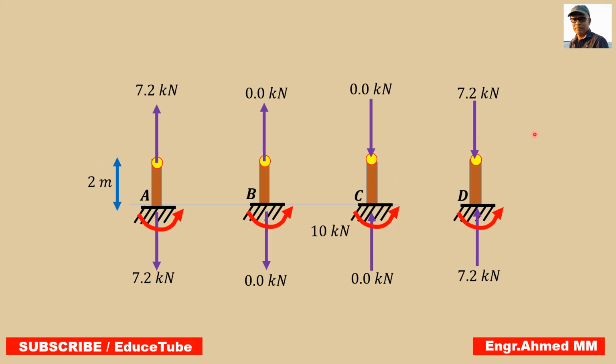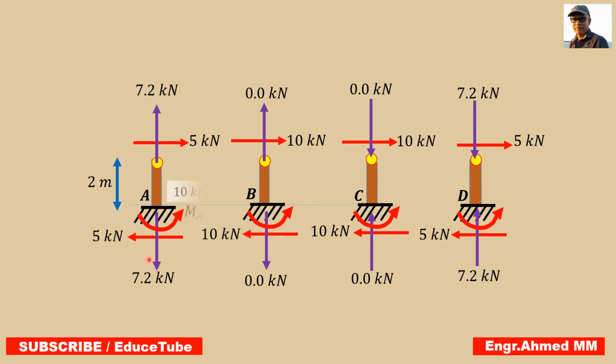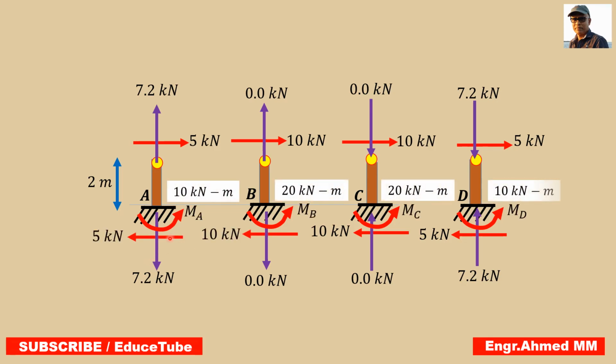Now here there is a horizontal reaction component. It is this one. At this position, it will be in these directions. Now, here it will be in opposite directions. So once we get this horizontal reaction component, as well here at the support we got the horizontal component and the vertical components.